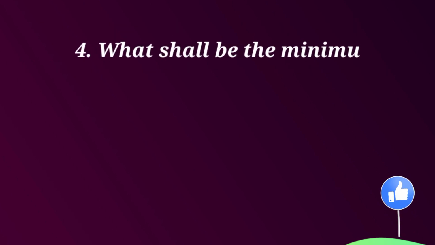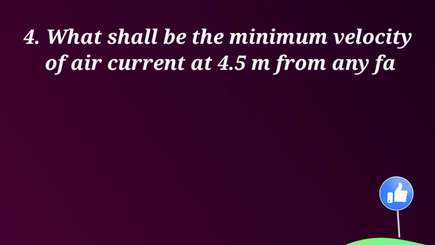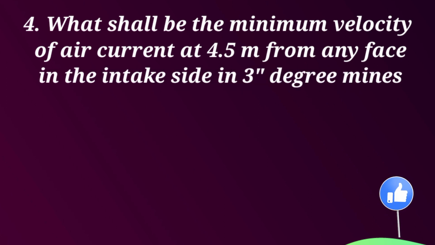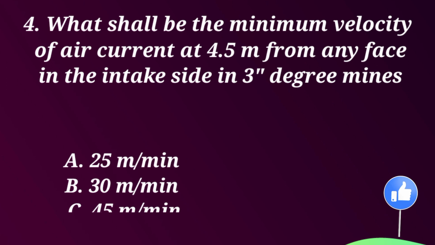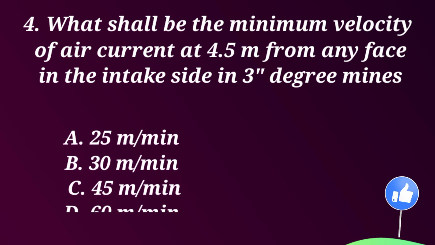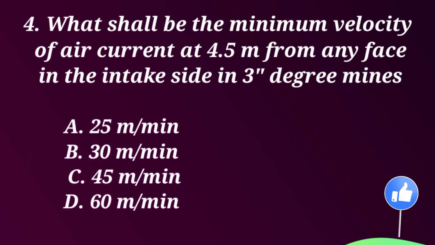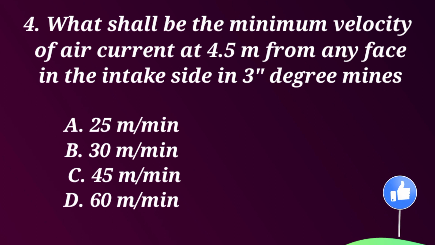What shall be the minimum velocity of air current at 4.5 meters from any face in the intake side in degree 3 mines? A. 25 meters per minute. B. 30 meters per minute. C. 45 meters per minute. D. 60 meters per minute. Iska uttar sochkar batao. Iska sahi jawab ye wala hai.